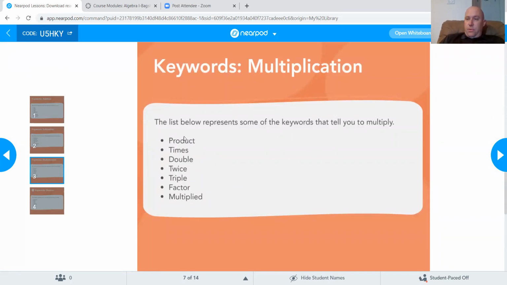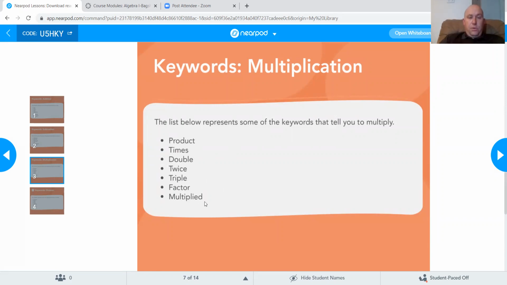Multiplication, product is certainly the most common one. Times is probably the one we use certainly the most in elementary school. And then perhaps a lot of people might have forgotten the ones for specific multiplications. So timesing by 2 is double or twice, and multiplying 3 times would be triple. And obviously you could have quadruple and things like that as well.